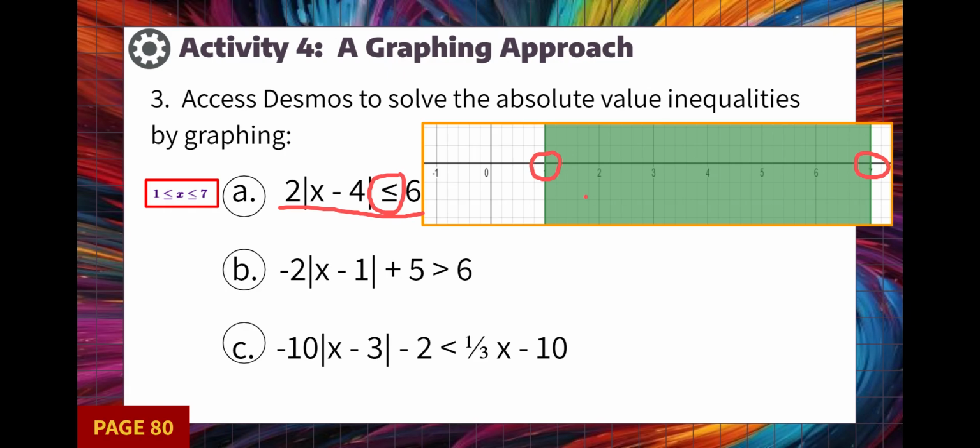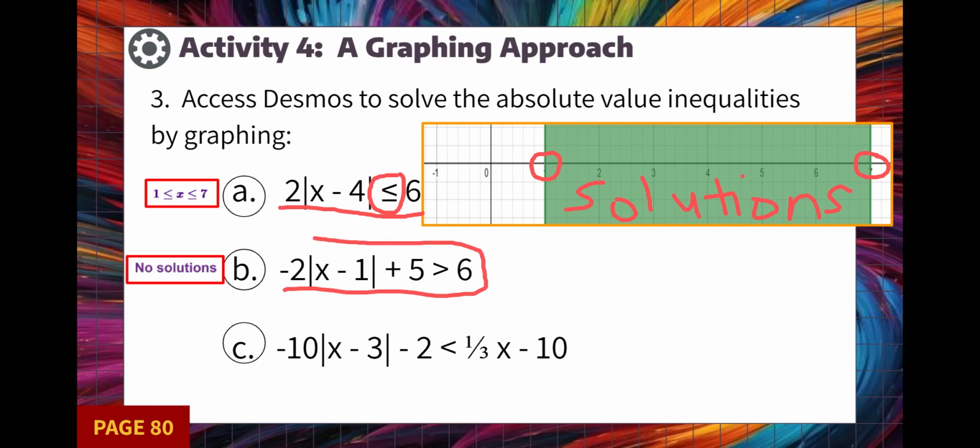So the solutions will be only the ones staying inside the shaded part. These are the solutions, okay? Now, letter B, no solution. Look what happened. If you graph this one, no shaded portion will show up, meaning there's no way that you can find any answer for this one.